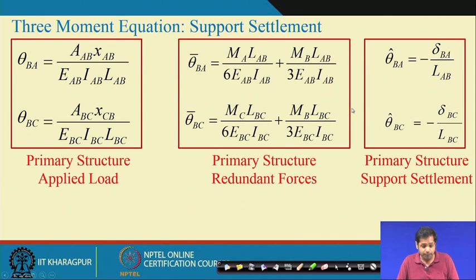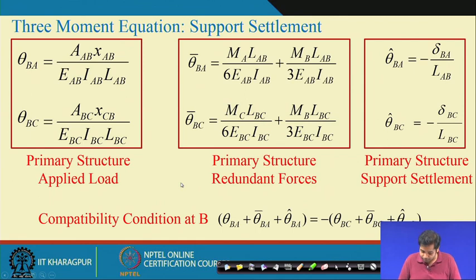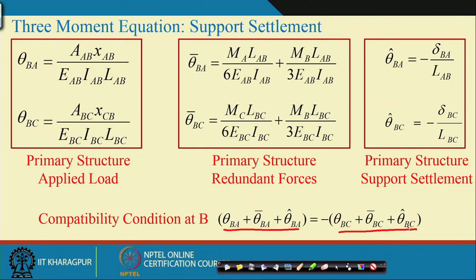Okay. Now, compatibility condition, but please note one point here, all these theta BA, theta C that we obtained, we obtained based on the methods that we studied for determinate structure, right. Now, then the compatibility condition at B will be what? It will be the total rotation at B in segment BA, and then the total rotation at B in segment BC.